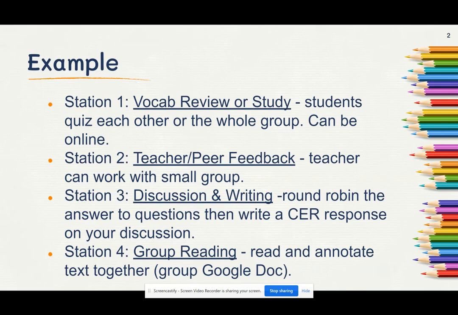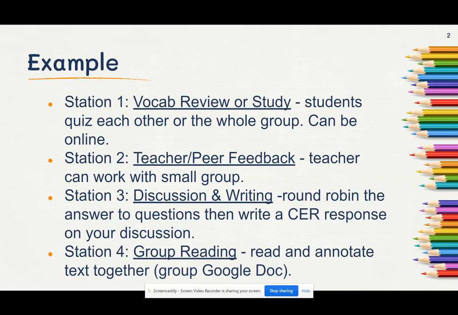So our Station 1 is going to focus on vocabulary review or study. Station 2 is going to focus on teacher peer feedback. Station 3 is discussion writing, and Station 4 is group reading. Remember too that we're going to try to figure out for each station what the work arrangement is. So are they working in whole group, in partners, in individuals, or with the teacher? Some of these lend themselves better to the other.